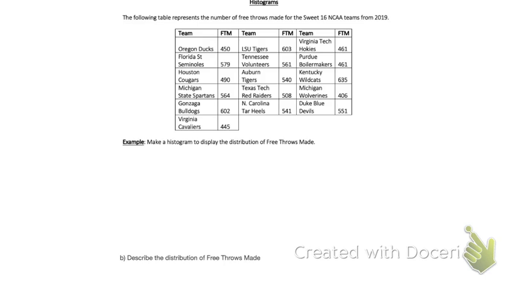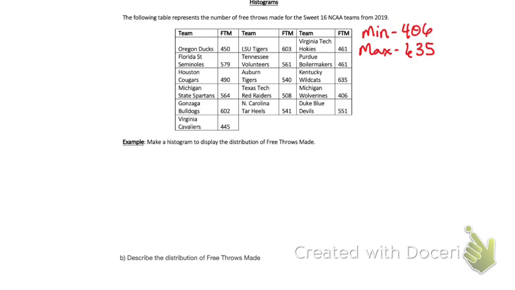So this is a table that represents the number of free throws made for the Sweet 16 NCAA teams from 2019. And we're going to make a histogram. The first thing you need to do whenever you're making a histogram is figure out what your scale is going to be. So what is the lowest number in this data set? Good, 406, very good. What is the maximum number in this data set? 635, very good.